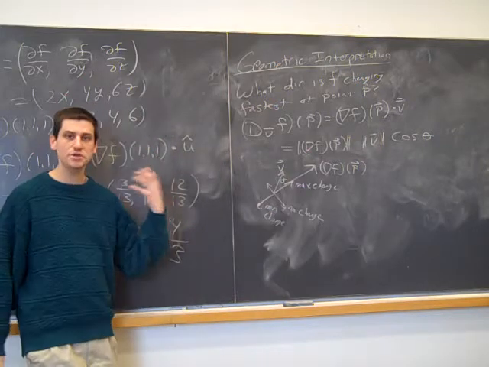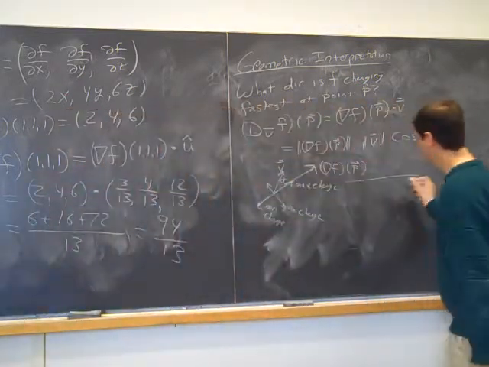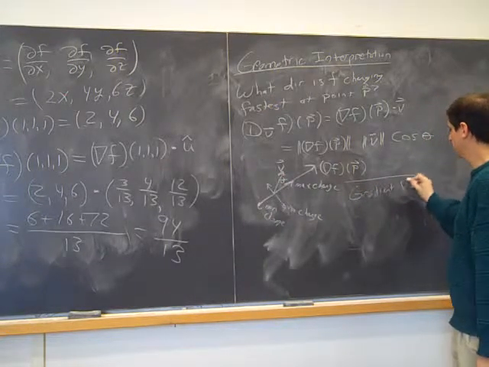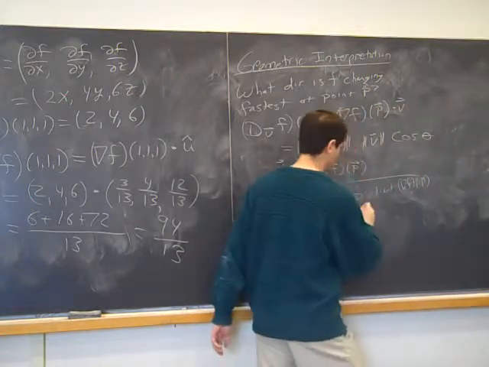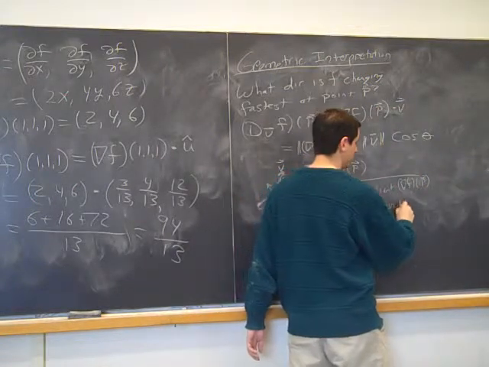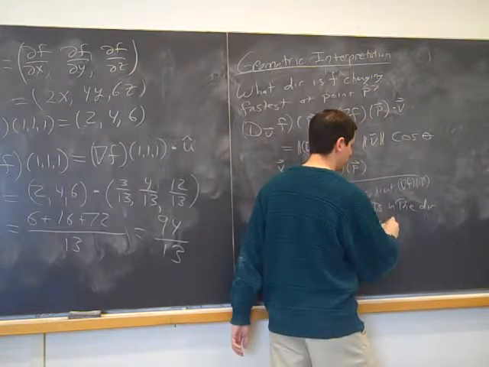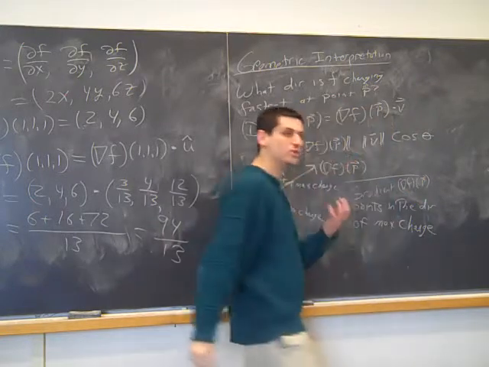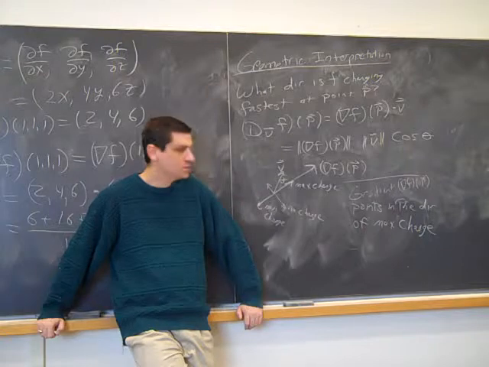So we now have a geometric interpretation for the gradient. The gradient, grad f at P, points in the direction of maximum change. And this will be extremely useful when we get to Lagrange multipliers.